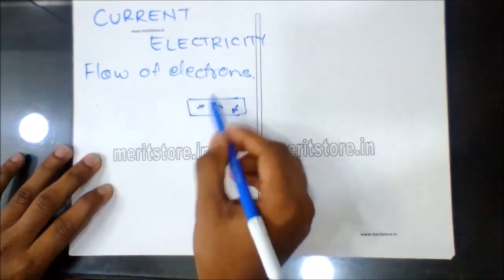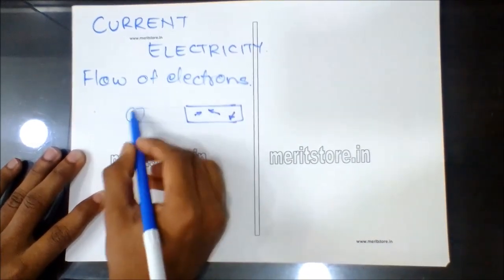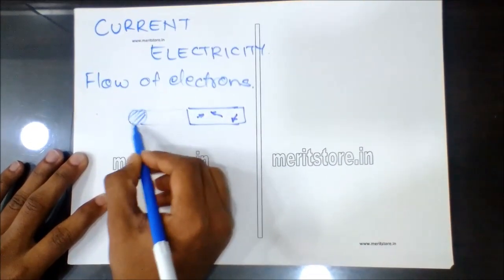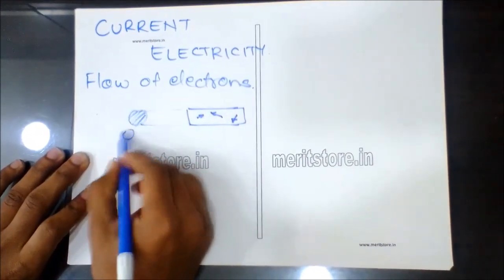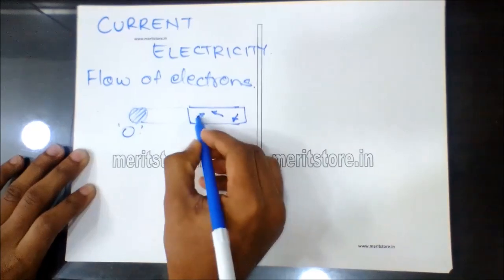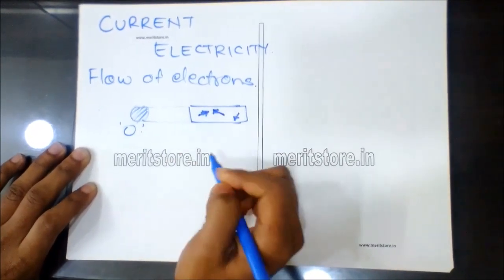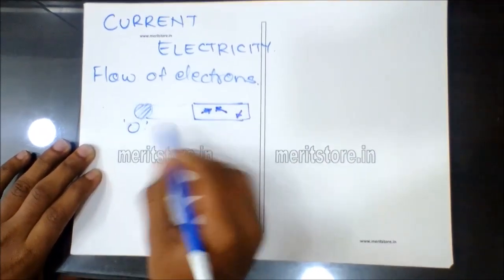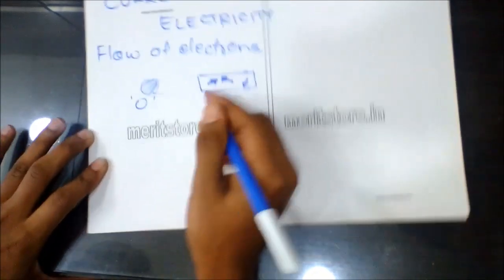So, across any section of the conductor, the average number of electrons flowing is 0, since the electron flowing here is cancelled by the electron flowing here. On average, there are 0 electrons flowing in any specific direction.